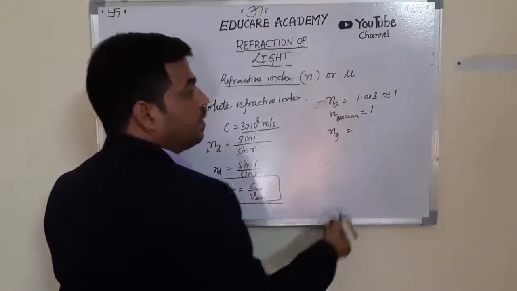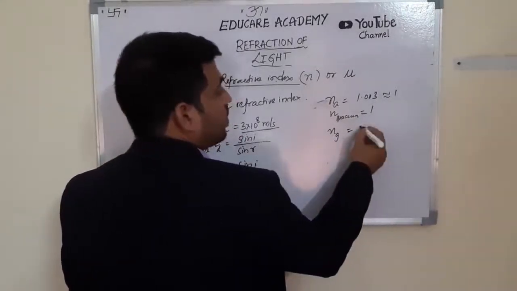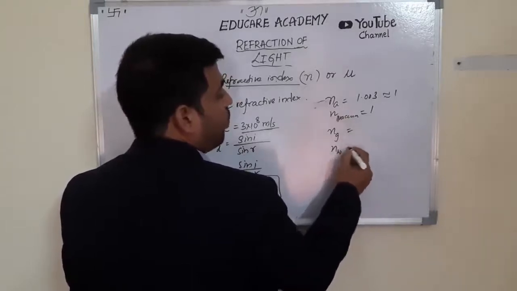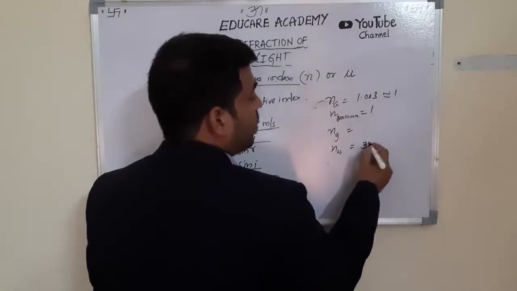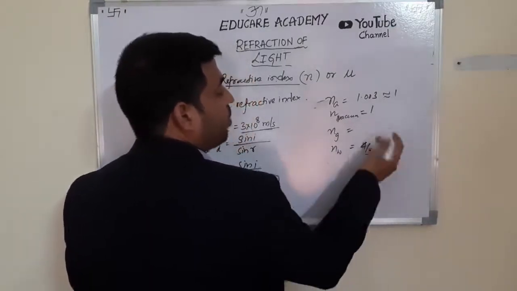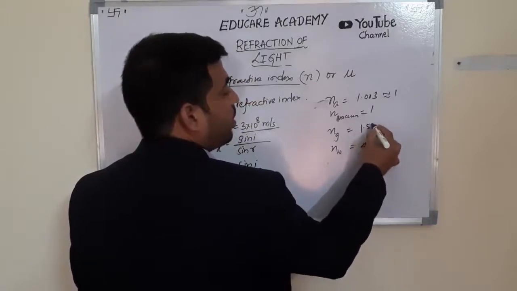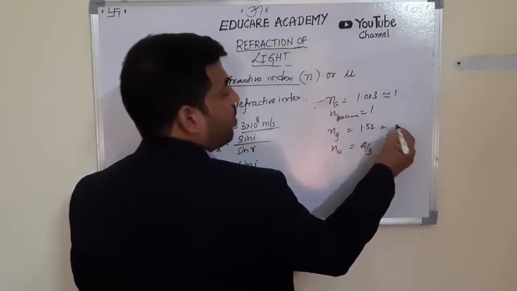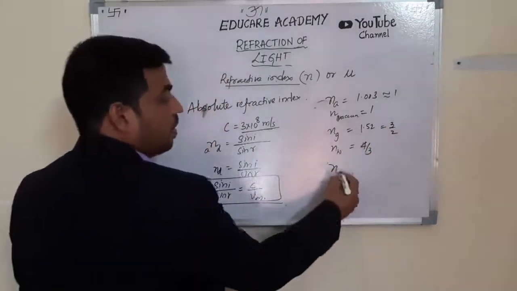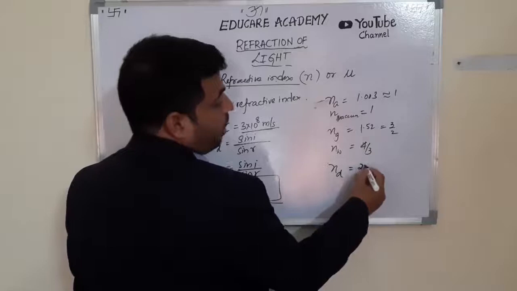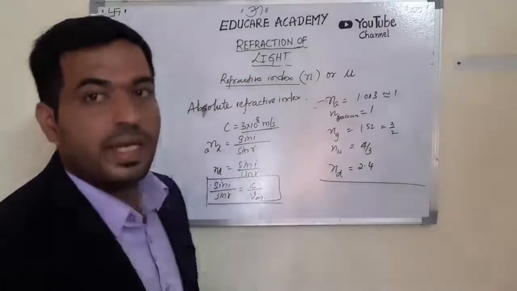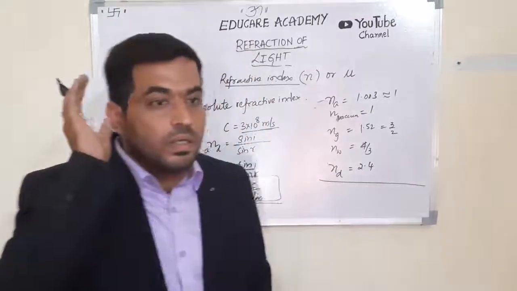N of glass and N of water. N of water is 4/3, and N of glass is 1.52 or 1.51. And N of diamond is 2.4. And we have N of benzene, N of turpentine, N of quartz.